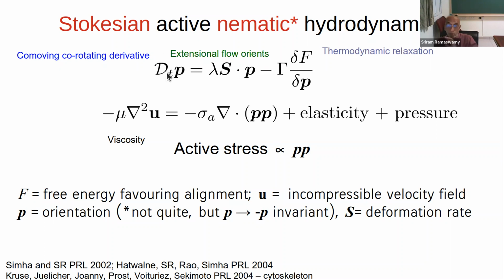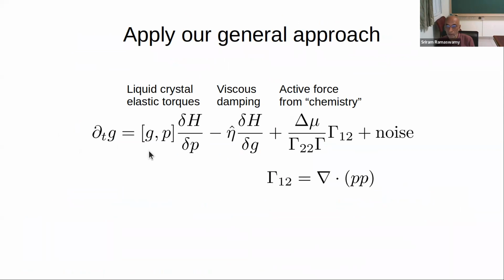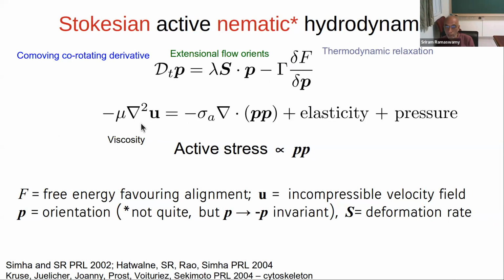You now have couplings to the flow. Those couplings to the flow are of two kinds. One is if there is a local vorticity in the fluid, that will rotate P. And the other is if there is a local extensional flow in the fluid, that will align. Then in the momentum equation, you have all the inertia terms which I have left out on this slide. And you have viscous stresses, active stresses, and pressure, elasticity, and noise.